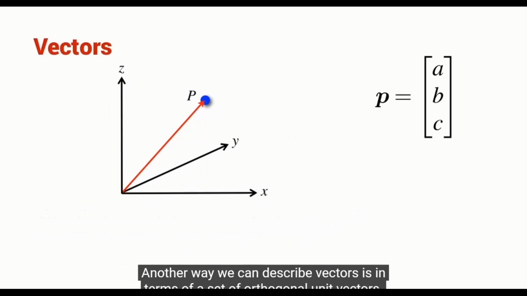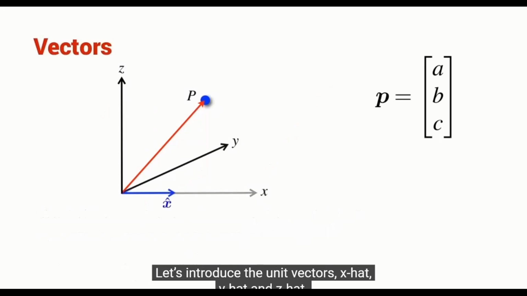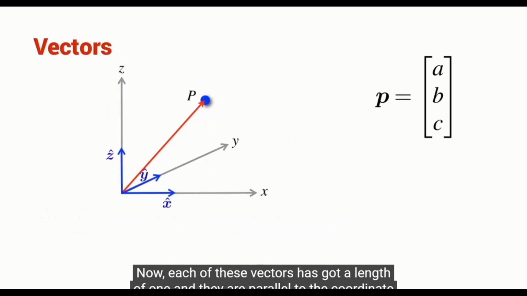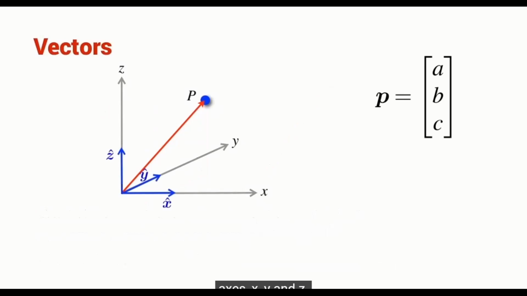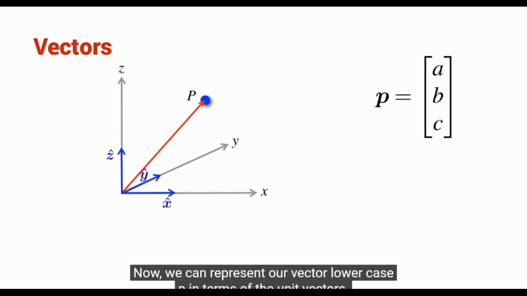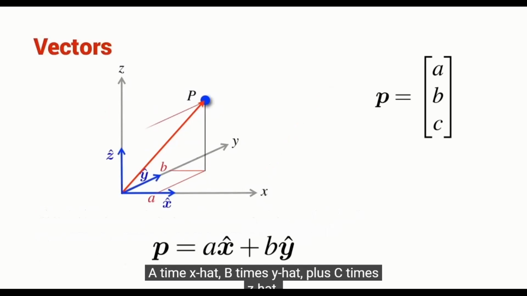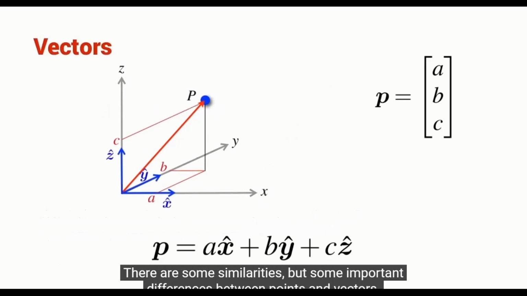Another way we can describe vectors is in terms of a set of orthogonal unit vectors. Well, let's introduce the unit vectors x hat, y hat, and z hat. Now, each of these vectors has got a length of 1, and they are parallel to the coordinate axes x, y, and z. Now we can represent our vector lowercase p in terms of the unit vectors, a times x hat, b times y hat, plus c times z hat.